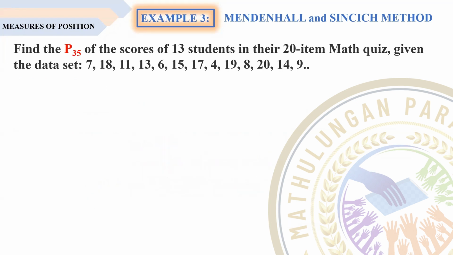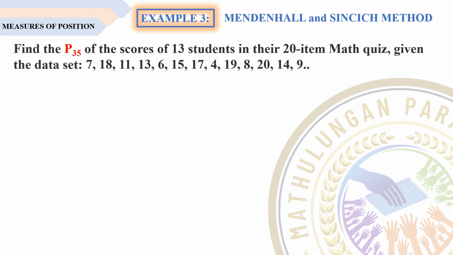Let us proceed to our example number 3 using Mendenhall and Sincich method pa rin. Pero ngayon, focus naman tayo sa percentile. Find the 35th percentile of the scores of 13 students in their 20-item math quiz given the dataset 7, 18, 11, 13, 6, 15, 17, 4, 19, 8, 20, 14, and 9.